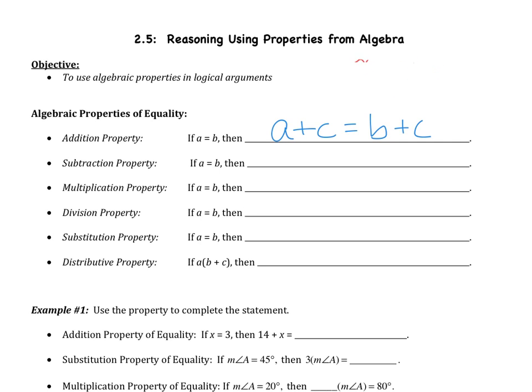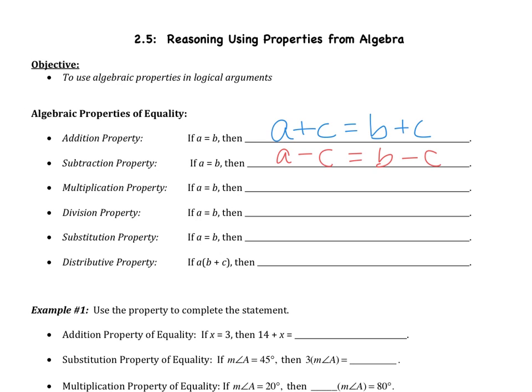Okay? So like I said, you've used it, you just never called it that. All right, so based upon that, the subtraction property of equality, what do you think that one would be? Very good. A minus C equals B minus C. You're subtracting the same amount from both sides. Again, if I had x plus 7 equals 10, how would you solve for x? Subtract 7 from both sides. Very good. You got the idea. That's the subtraction property of equality.